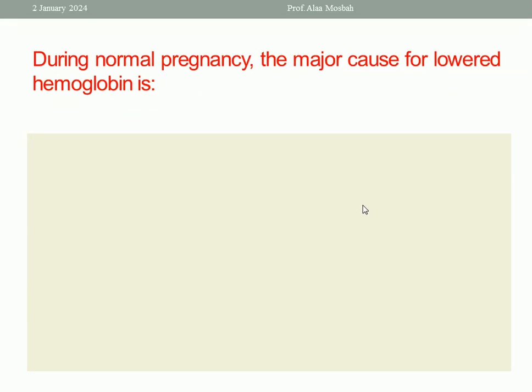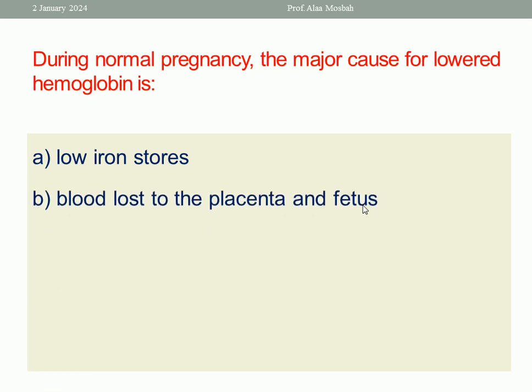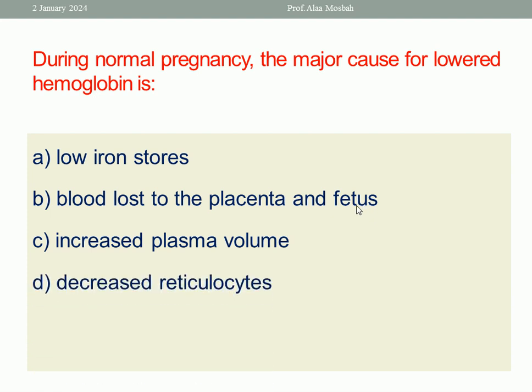During normal pregnancy, the major cause for lower hemoglobin is: A. Low iron stores. B. Blood loss to the placenta and the fetus. C. Increased plasma volume. D. Decreased reticulocytes. E. Hemolysis. Please choose the one best response.